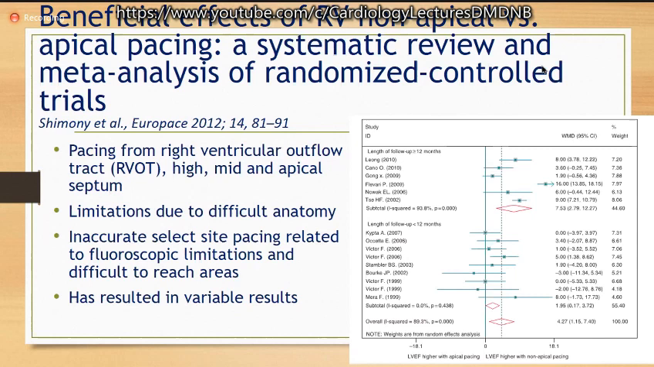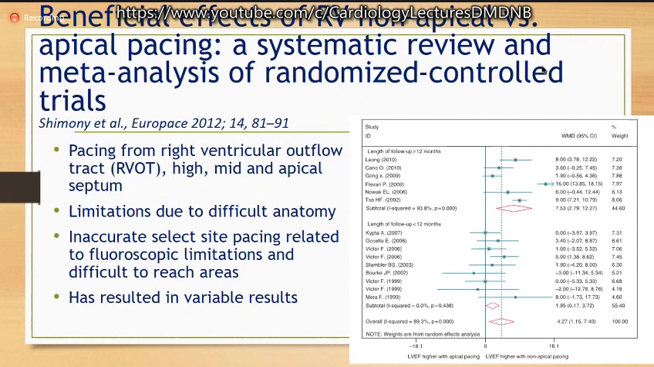Unfortunately, this is another systematic review and meta-analysis, looking at all these trials comparing RV apical pacing on one side versus RV non-apical pacing on the other side. Unfortunately, there is no difference, no reduction in heart failure, no reduction in atrial fibrillation. And this happens predominantly because we know that every patient is different, the anatomy is different, and there is inaccurate selection of the site of pacing.